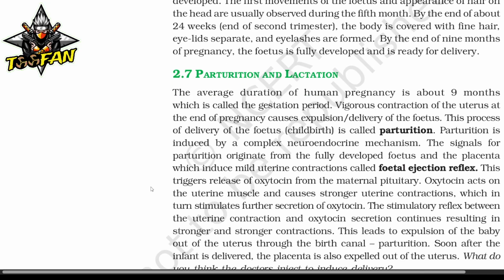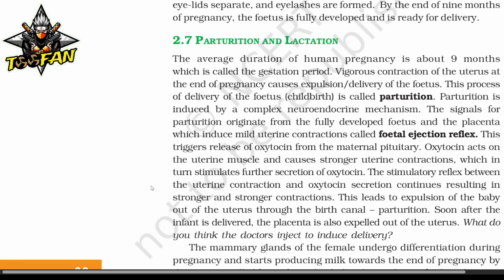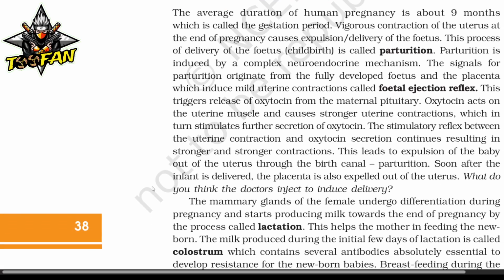Oxytocin acts on the uterine muscles and causes stronger uterine contractions, which in turn stimulate further secretion of oxytocin. The stimulatory reflex between the uterine contraction and oxytocin secretion continues, resulting in stronger and stronger contractions. This leads to the expulsion of the baby out of the uterus through the birth canal, and parturition. Soon after the infant is delivered, the placenta is expelled out of the uterus. What do you think doctors inject to induce delivery?